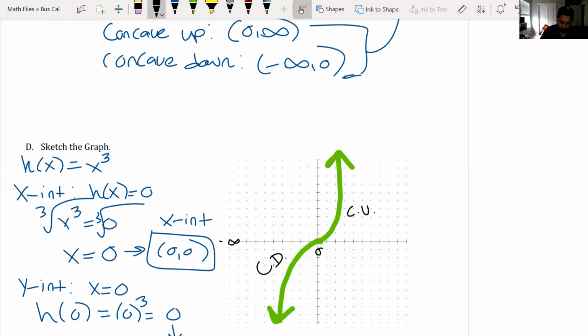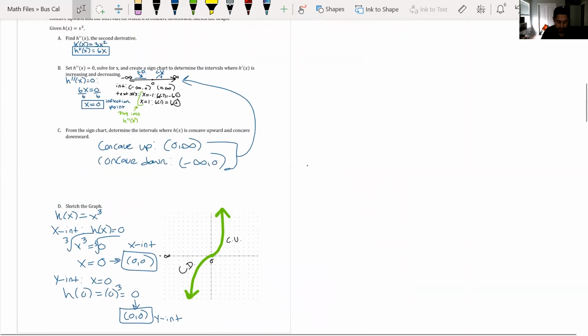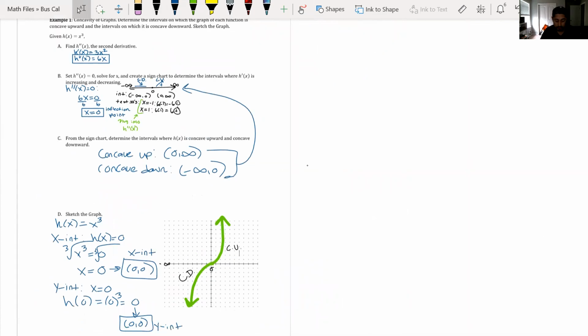Okay. Perfect. That's graphing by concavity. Almost the same process as with first derivatives, but this time you take the second derivative, you set it equal to 0, and you solve for x. Okay. All right.